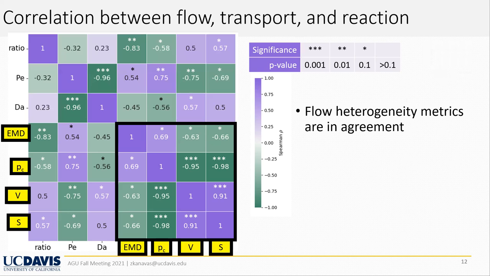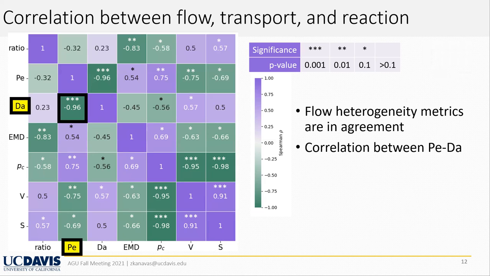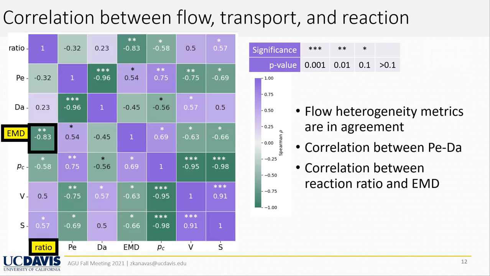First, we observe that the heterogeneity metrics are well correlated and are consistent with their respective definitions. Next, we observe that the Peclet and Damköhler numbers are highly anti-correlated, indicating that both metrics are telling us the same information for this collection of samples. Finally, we observe the high correlation between the reaction ratio and EMD. Now we will use statistical methods to determine if this correlation is in fact causation.